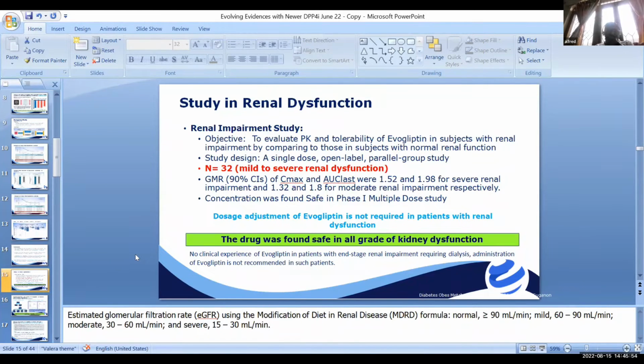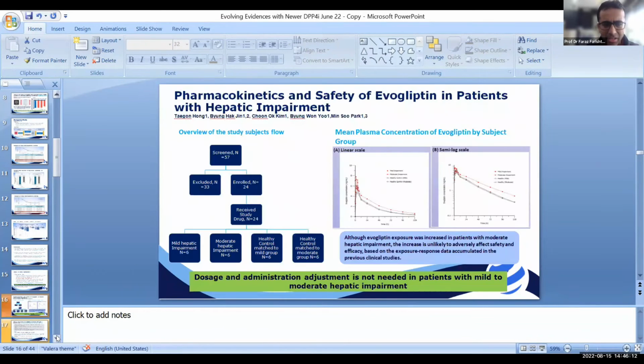Now, can it be used in patients with comorbidity? Let's see in renal dysfunction. The drug was found safe in all grades of kidney dysfunction. So you can give it in patients with mild, moderate to severe renal dysfunction. It could be given across the spectrum of diabetic patients with nephropathy.